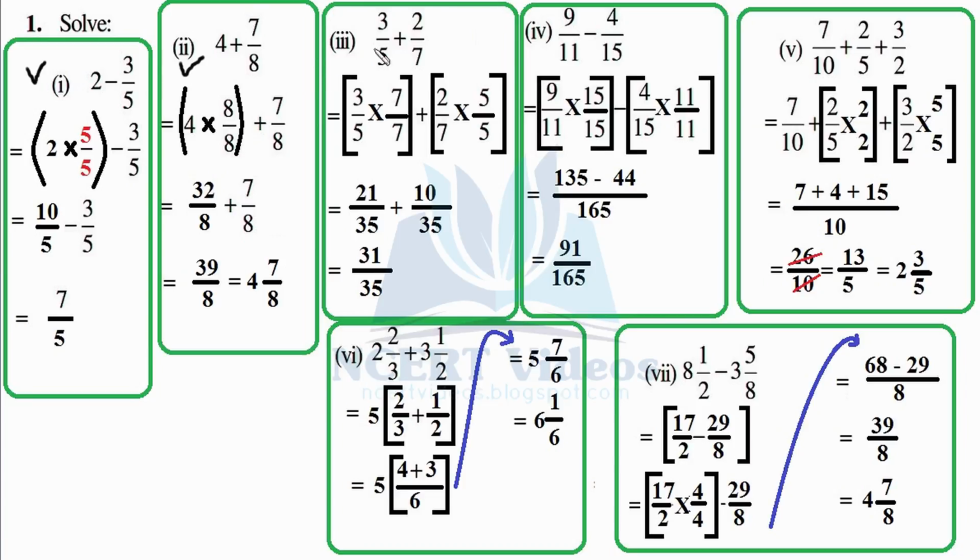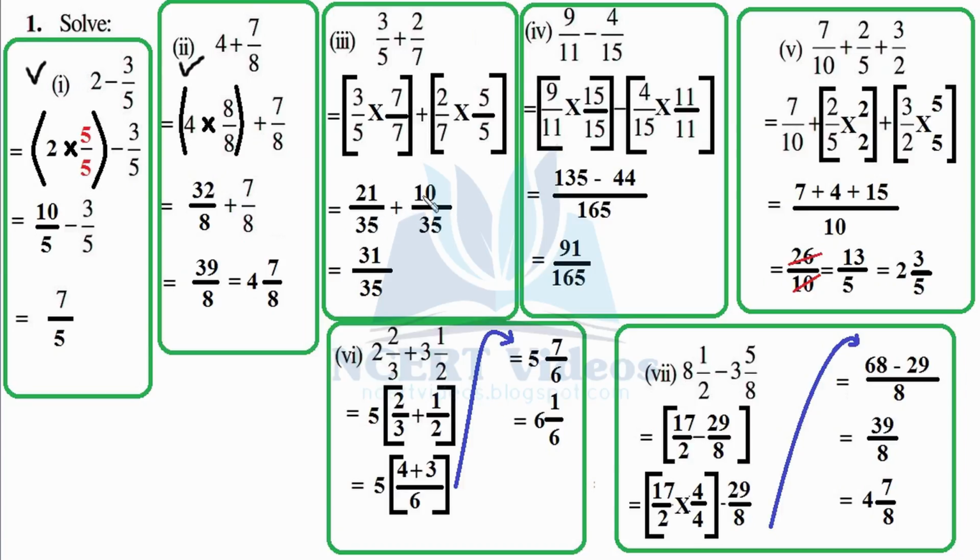Third, 3 by 5 plus 2 by 7. In order to make these like fractions, we have to introduce 7 here to make it 35 in the denominator, and here we have to introduce 5. So in the first fraction we introduce 7, and in 2 by 7 we introduce 5, in both numerator and denominator. Now it is just a matter of multiplying. 7 threes are 21, 7 fives are 35, again 7 fives are 35, and 5 twos are 10. Now the denominators are the same, we can add them up.